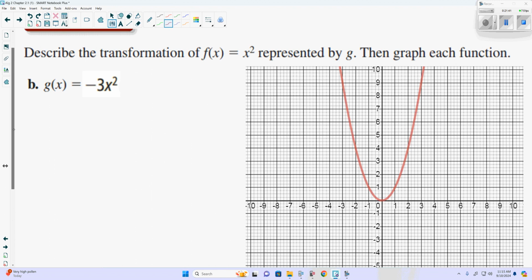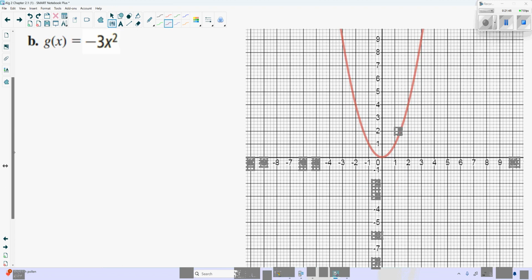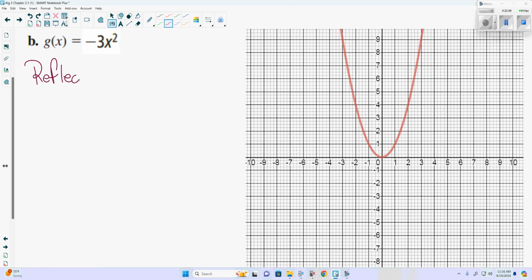Okay. g of x equals negative 3x squared. How many transformations do we have? Two. We have the negative being multiplied by the x, and the 3. Whenever we're multiplying by a negative with our x, it's a reflection across the x-axis or the y-axis. This one would be across the x-axis, and the main reason is that the negative is outside the parentheses. If the negative was inside the parentheses, it would be across the y-axis.